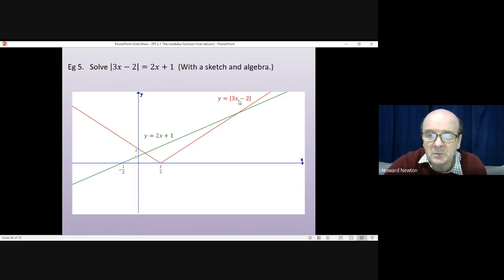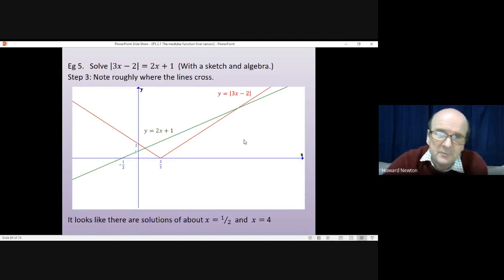We've got y equals the modulus of 3x minus 2 in red. And step 3 was noting roughly where the lines cross. It has to be roughly for 2 reasons. First of all, because we haven't done a scale.